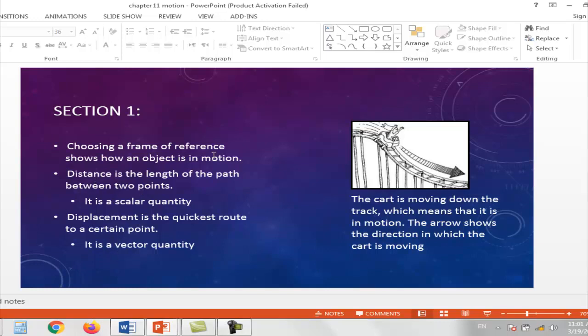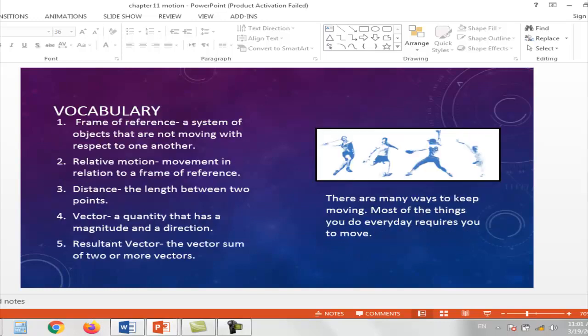Distance is the length of the path between 2 points. So it is a scalar quantity. What's the meaning of a scalar quantity? It doesn't need direction. Displacement is the quickest route to a certain point. It is a vector quantity. So in displacement, we need to measure the direction.